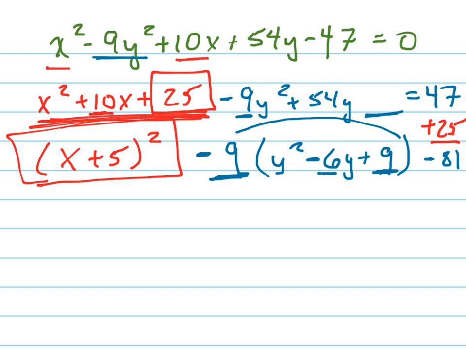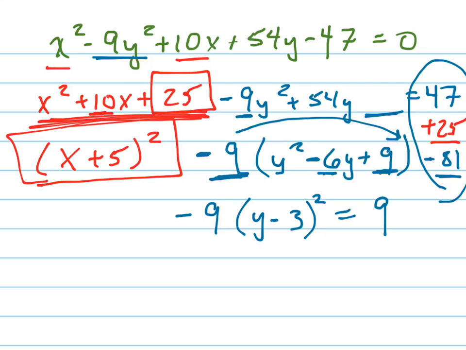Because what I included to that side was subtracting 81. That's what I was doing wrong. I was not subtracting, I was adding. There's where you made the mistake. All right. So whoops, that's not an x, that's a y. So it's going to be y minus 3 squared equals, add those up. So that's 9 over here. When you add these things together, you're going to get 9. You're going to get x plus 5 squared minus 9 times y minus 3 squared equals 9.